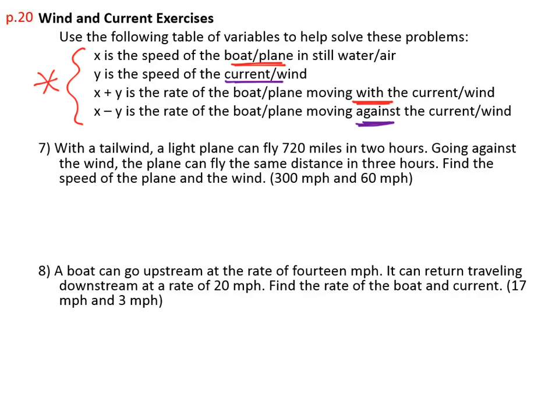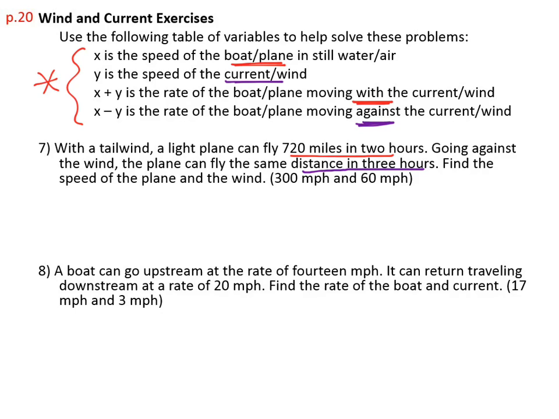So if we're talking about a plane that's flying with the tailwind, so it's moving with the wind, it's kind of pushing you along. A light plane can fly 720 miles in 2 hours. Going against the wind, so we have that wind kind of slowing us down, our plane can fly the same distance, that same 720 miles, in 3 hours. So we want to find the speed of the plane and the wind.